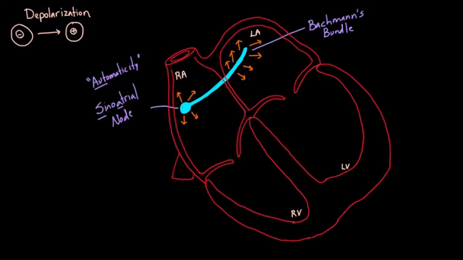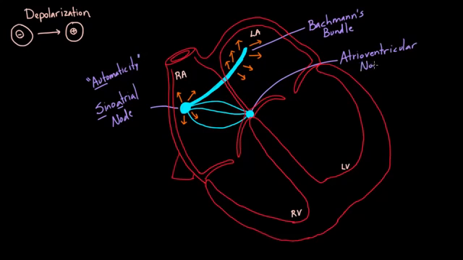Just like Bachmann's bundle, there are a few more little bands of tissue, almost like little highways, that take that signal down to another node called the atrioventricular node. This right here is the atrioventricular node. The atrioventricular node is really the only connection, in most of us, between the atria and the ventricles. It's sometimes called the AV node.